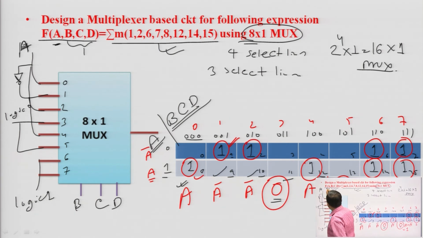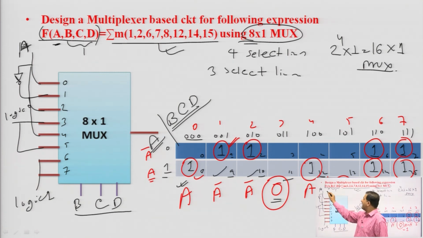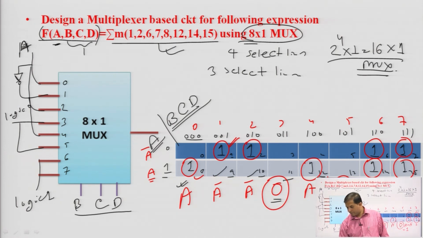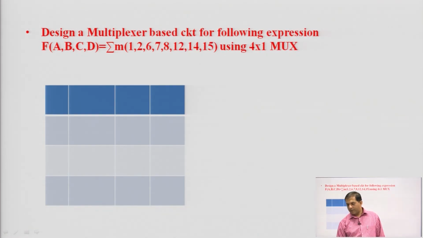So, A, B, C, D 4 variables can be designed like that. B, C, D will be select lines and A will be the input line. So, the 16 cross 1 mux can be implemented using an 8 cross 1 mux. Another problem, the same thing you can design using 4 cross 1 multiplexer, you can do it on your own.